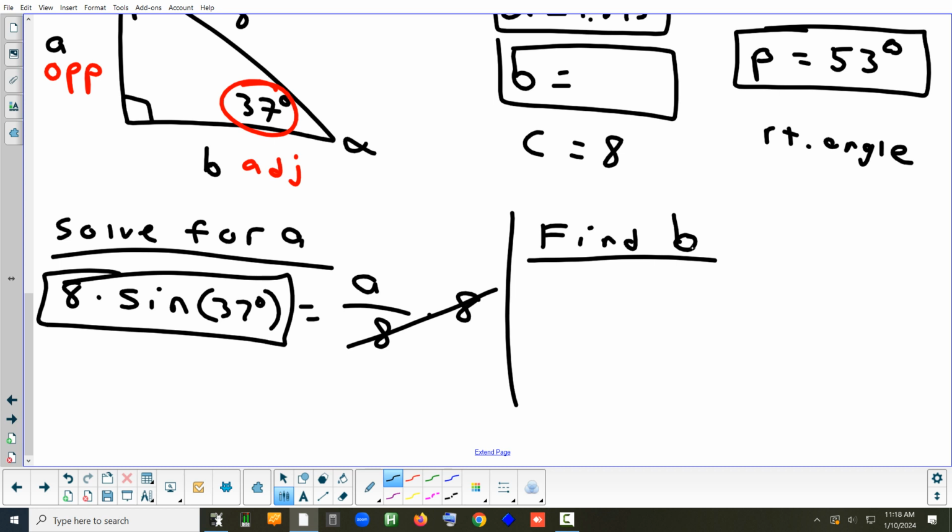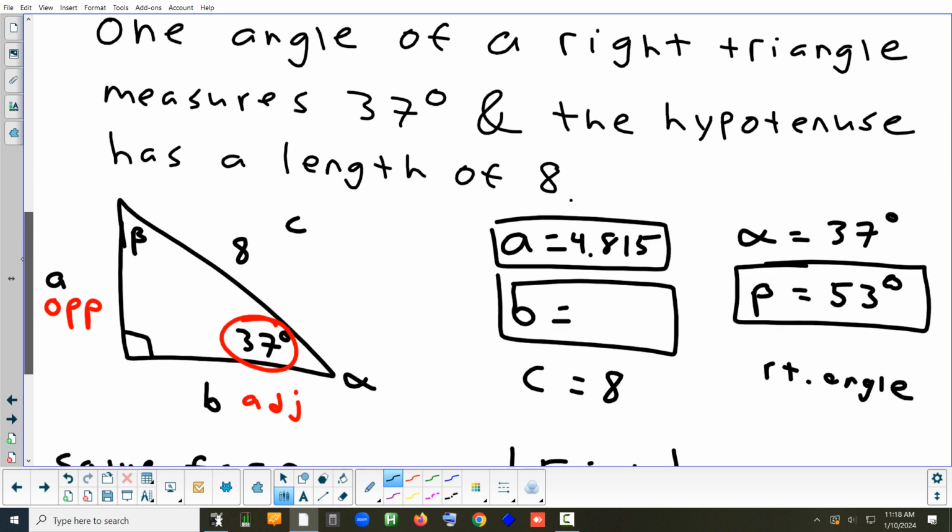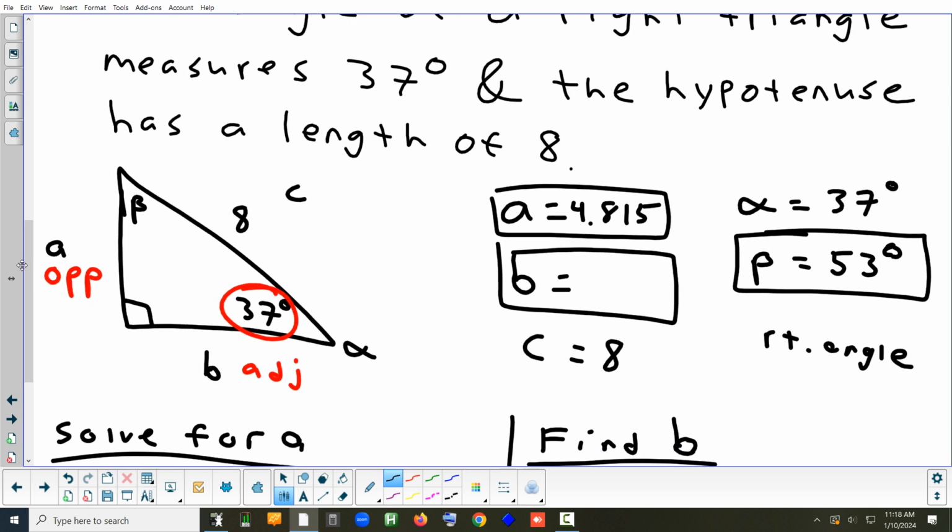Okay, so find B. What side is B in the triangle? Adjacent. And what's the side that we were given? What position is it? Alpha. Position, not name.